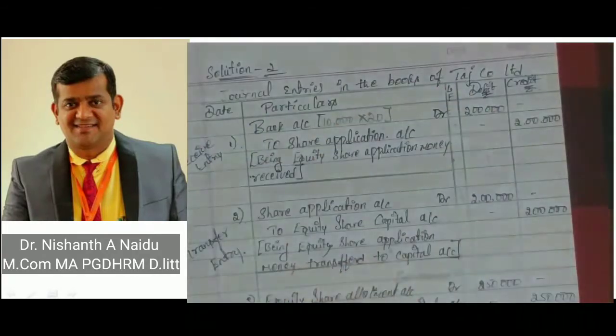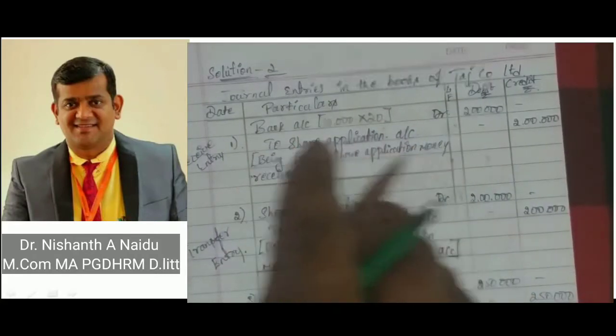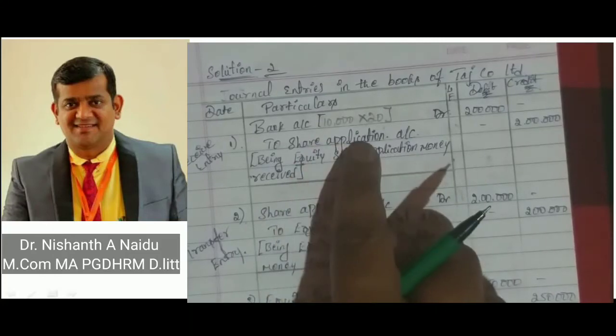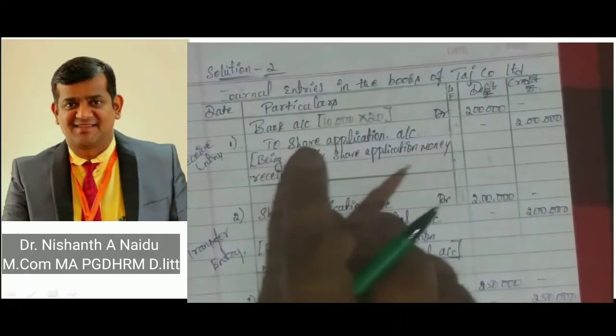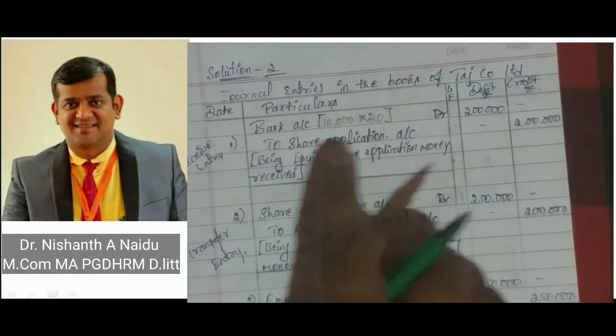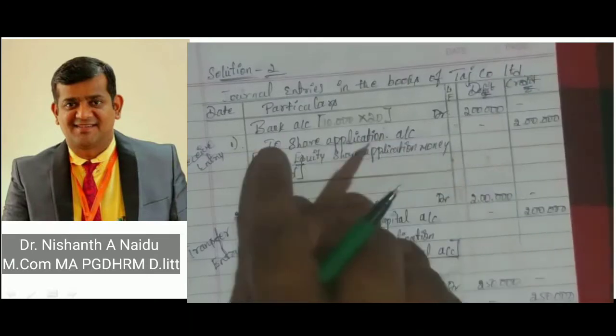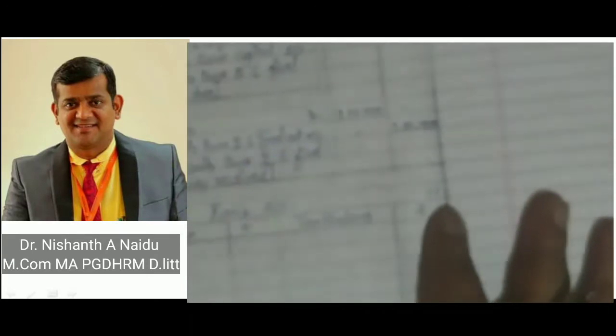That amount should be debited to the bank account with effect of the immediate transaction title. Clear? Immediate transaction title. Okay. So now bank account is there. What is the immediate transaction title? Share application account. So copy this directly to share application account. Okay. So I'm copying it.